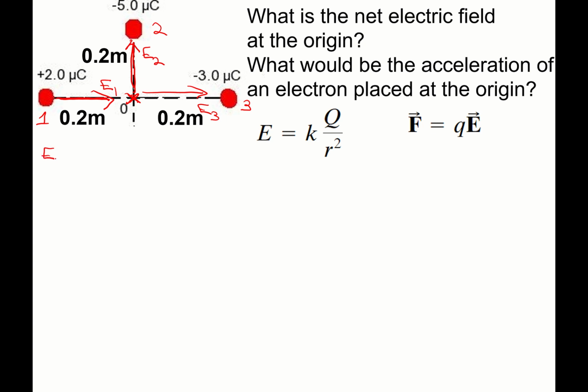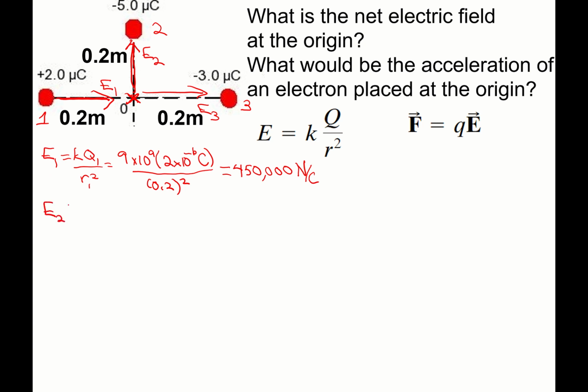So E1 is going to be K Q1 over R1 squared. K is 9 times 10 to the 9, just like it was before. Q1 is 2 microcoulombs, 2 times 10 to the minus 6 coulombs. And R1 is 0.2 meters. I'm going to square that. So E1 is 450,000. And the units are newtons per coulomb, or we'll learn next chapter, also volts per meter will work.